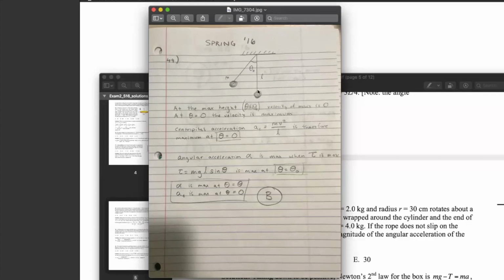The other question is, where is the angular acceleration maximum? Well, the angular acceleration is related to the tangential acceleration, which is to say, when is it going to be getting faster, the fastest?